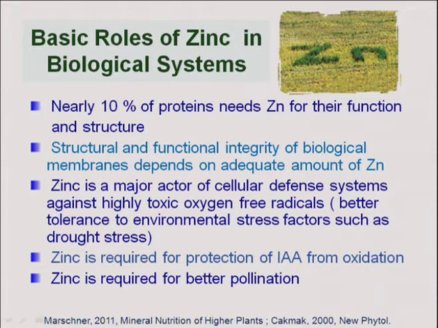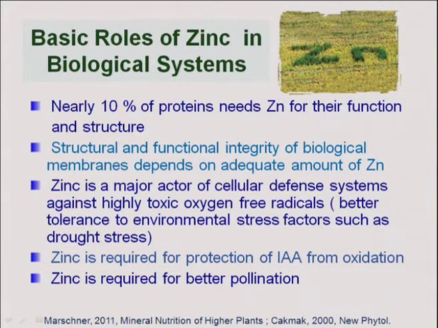Superoxide dismutase is an enzyme that detoxifies superoxide radicals. This enzyme is zinc-dependent. And number two, there's an enzyme which generates free radicals, the superoxide-generating NADPH oxidase, and this enzyme is also highly sensitive to the presence of zinc. Under sufficient zinc supply, the activity of this enzyme is low. Under zinc deficiency, there is an increase in the activity of superoxide-generating NADPH oxidase.